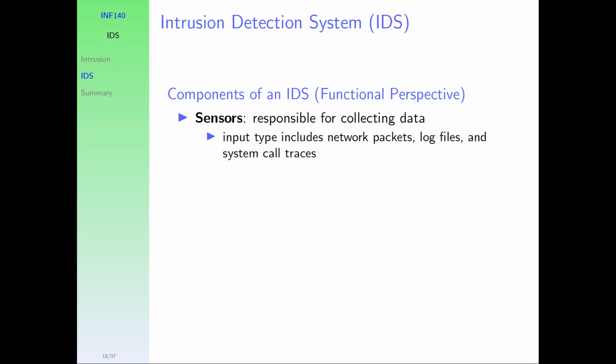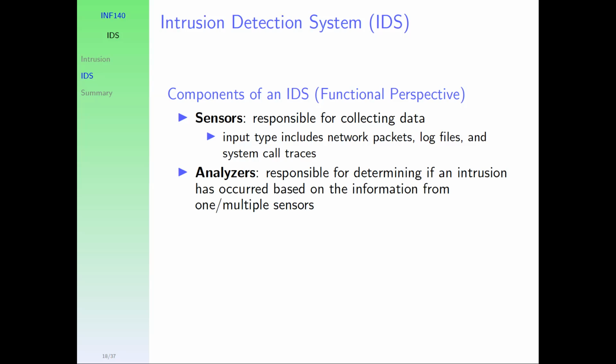And the data input type includes network packets, or in general, network traffic, or log files or log records in a computer system. And also sometimes the system call traces. In each operating system, it has the fixed system call command, and the history of all these system calls in a time period. This can be used as the input data to the intrusion detection system.